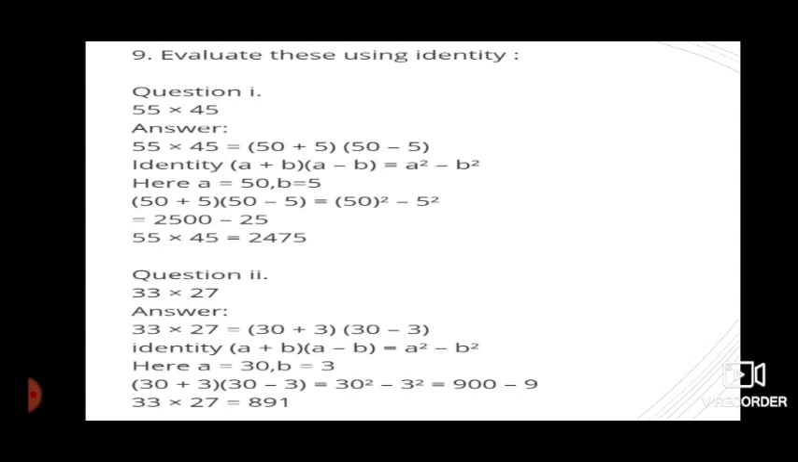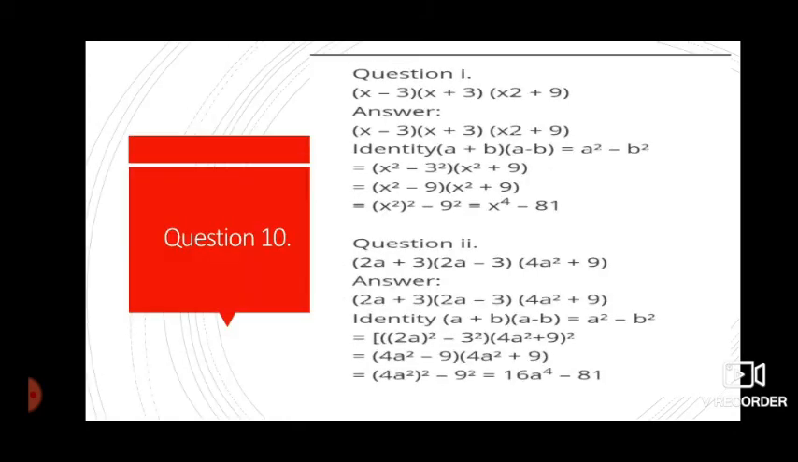So we can write a square minus b square. A square means a is 30, 30 square, minus b square, b is 3. So 30 square means 30 into 30 is equal to 900, minus 3 square, 3 into 3, 9. 900 minus 9 we get 891.